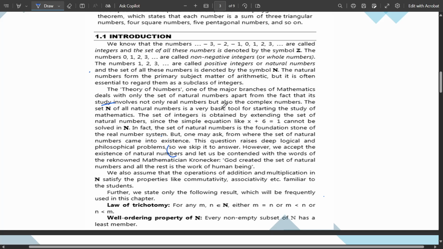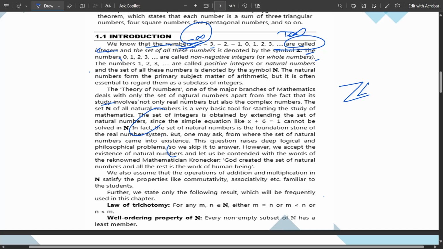Speaking about introduction, we know that minus 3, of course, they start from minus infinity, so starting from negative to plus infinity. These are all the set of integers, and this set is denoted by Z. You have studied it in your primary and secondary school, of course.